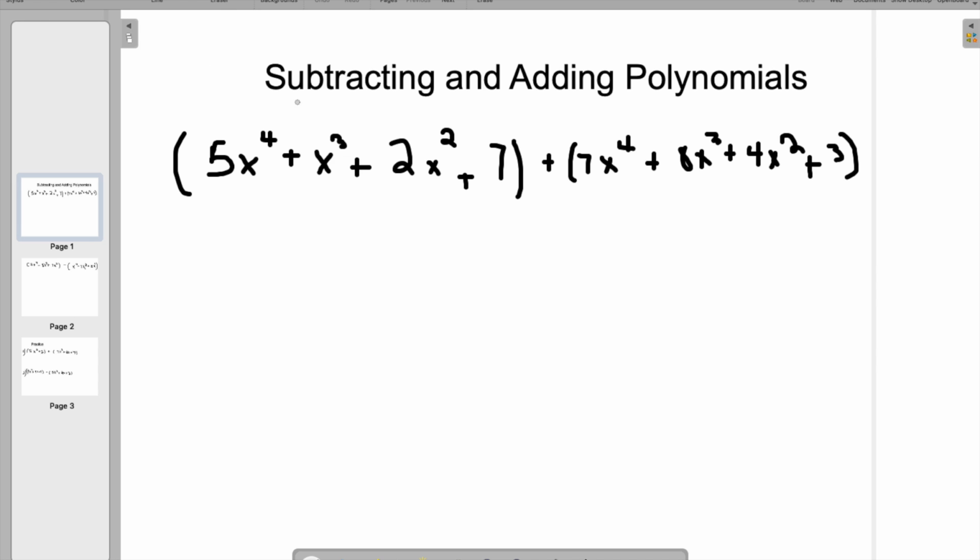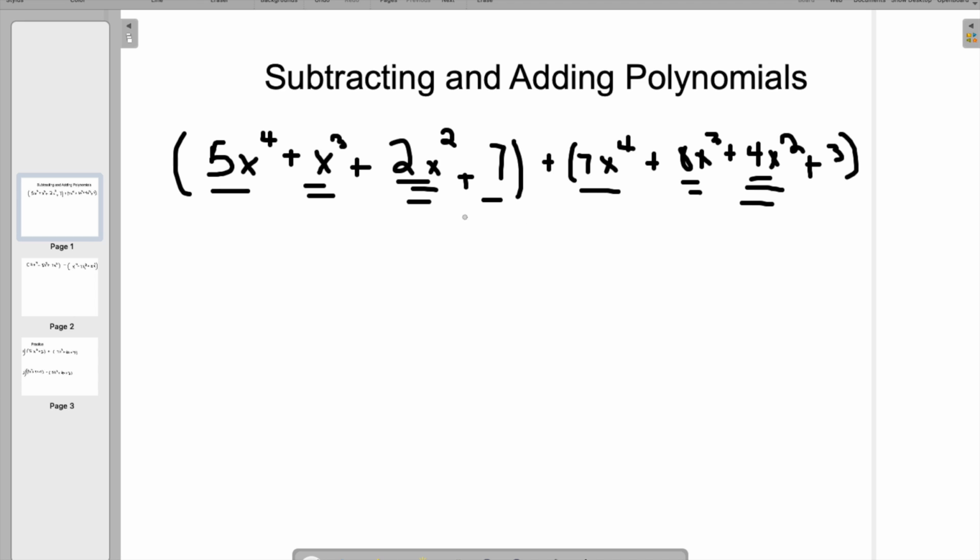In today's lesson, we'll be learning how to subtract and add polynomials. As you can see in this first problem, what we first want to do is distinguish the like terms. So if you can see, both 5x to the fourth power and 7x to the fourth power have the same degrees. And x to the third and 8x to the third power both have the same degrees. 2x squared and 4x squared both have the same degrees.